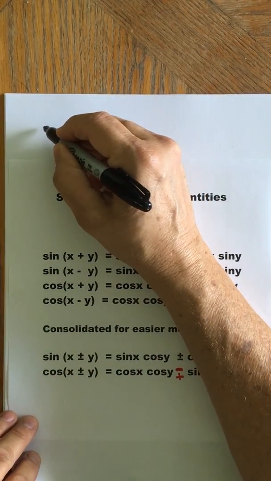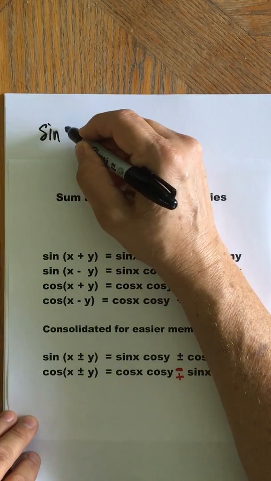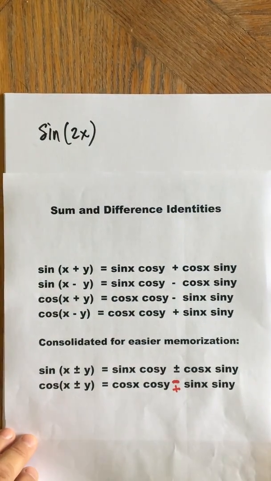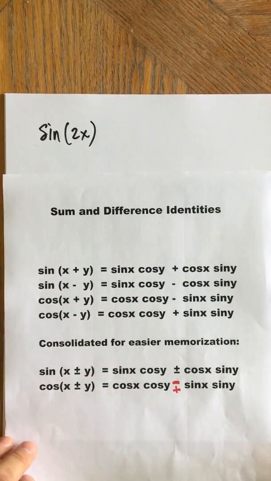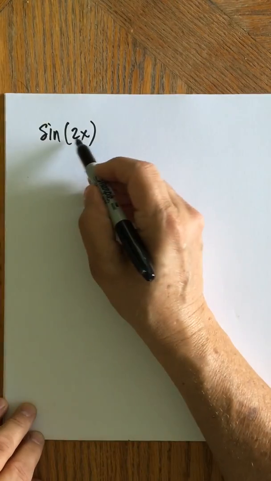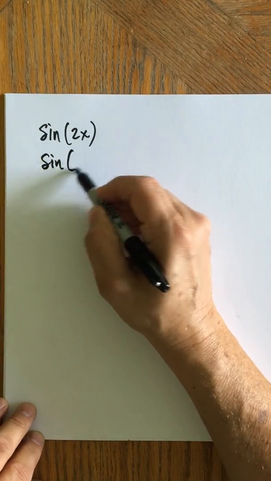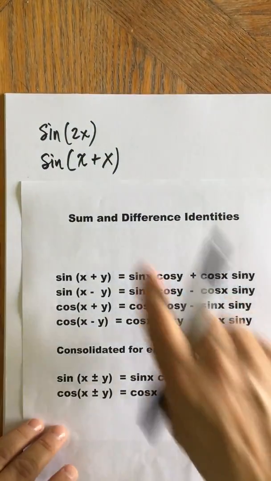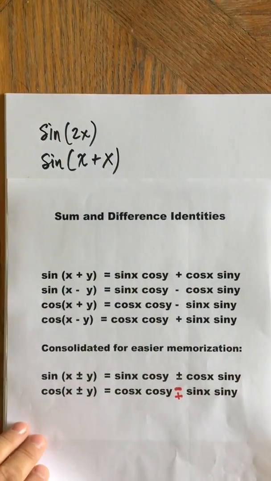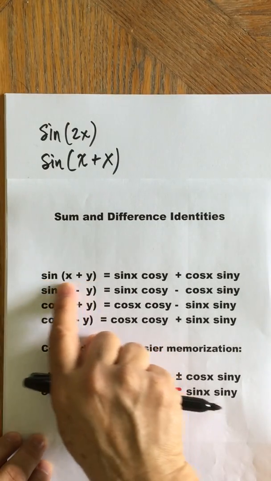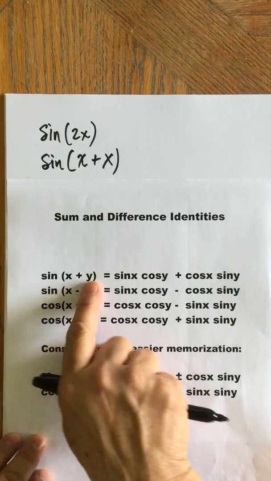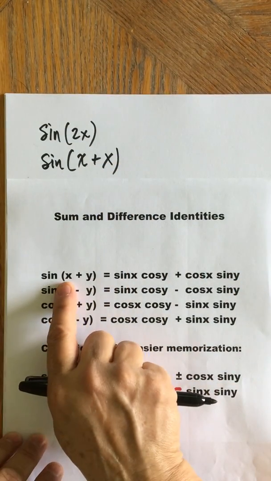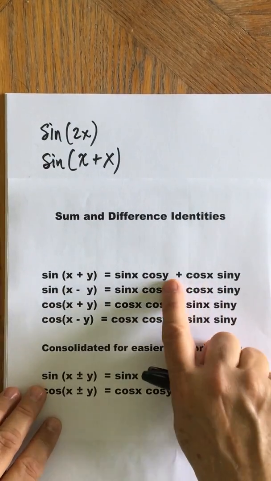So what you want to get is the formula or the identity for sine of 2x. What you're going to do is take advantage of the fact that 2x is the same thing as x plus x. Now I've got this in a form that I can use. It's just that this y is the angle x again. It doesn't matter.